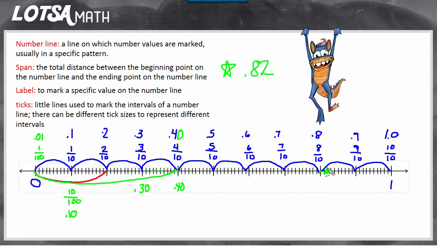The more you work with number lines, the easier they'll be to work with. So keep practicing, and if you have trouble, come back and rewatch this video. Good luck!